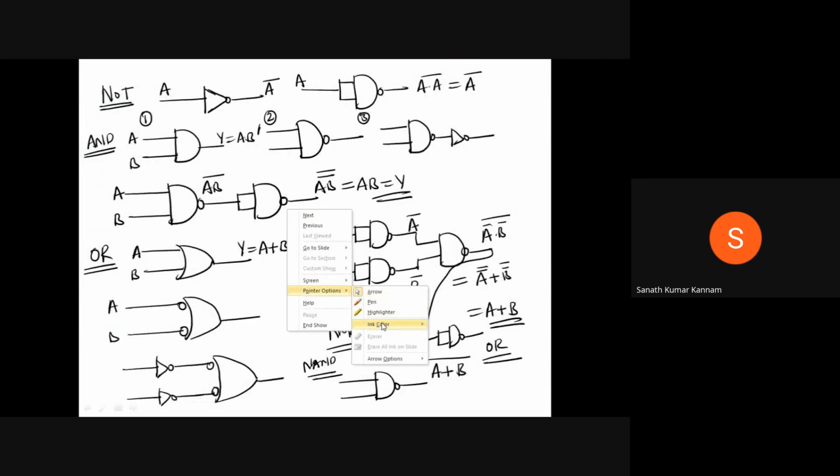Next, I want to implement the XOR gate. How to implement this XOR gate? This is the XOR gate with inputs A, B, and Y equals A XOR B. This is A bar B plus A B bar.